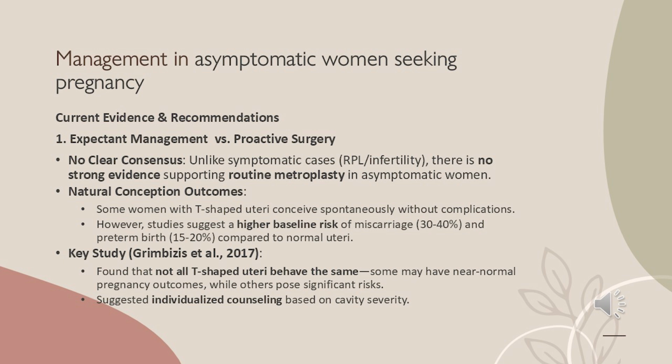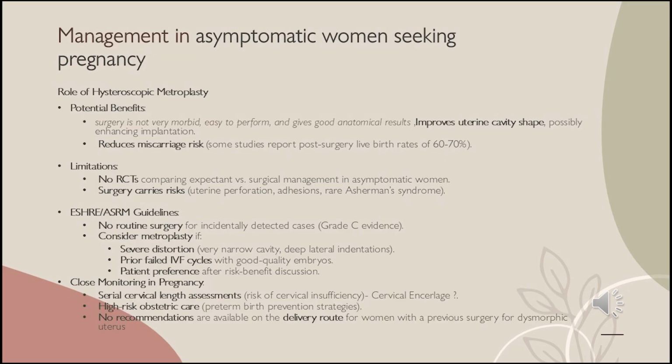Some women with a T-shaped uterus do conceive spontaneously without complication, although there is higher risk of miscarriage and preterm birth when compared to normal uteri, but that doesn't warrant a surgery. This is supported by a study from Gribbis et al., which showed that not all T-shaped uteri behave the same, and some may have near normal pregnancy outcome without any significant abnormality. Suppose you consider metroplasty in these asymptomatic women. Let's see what are the potential benefits and the limitations.